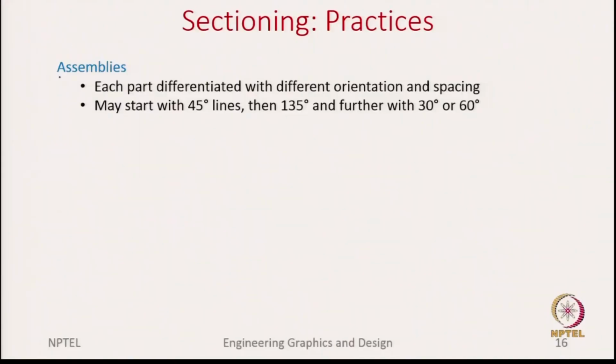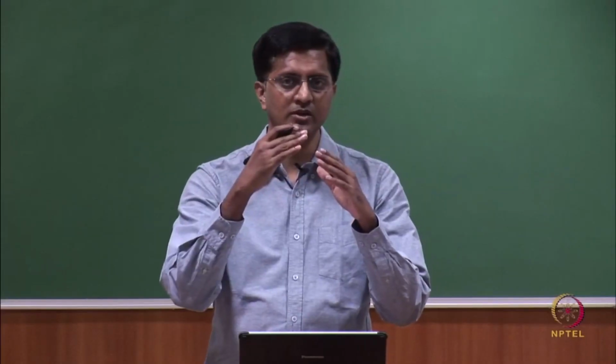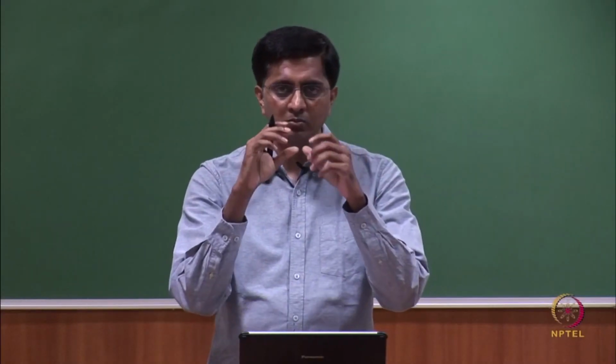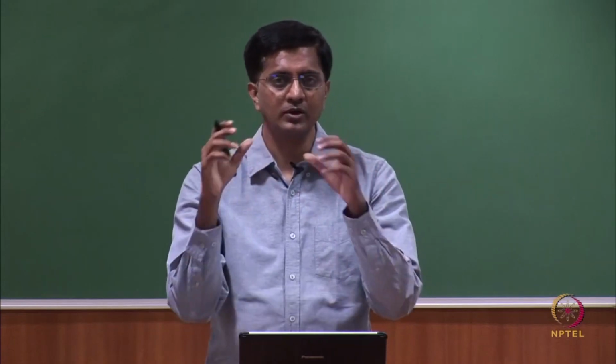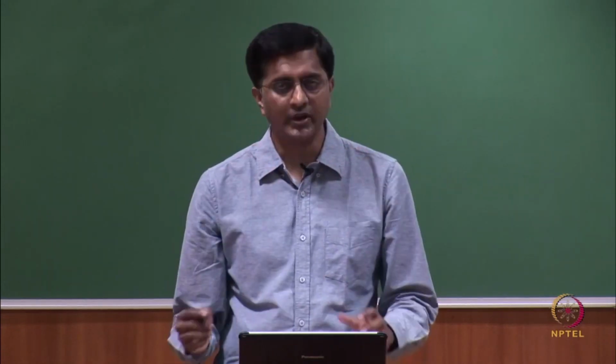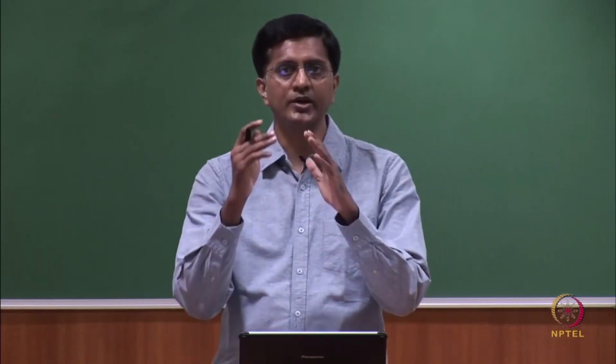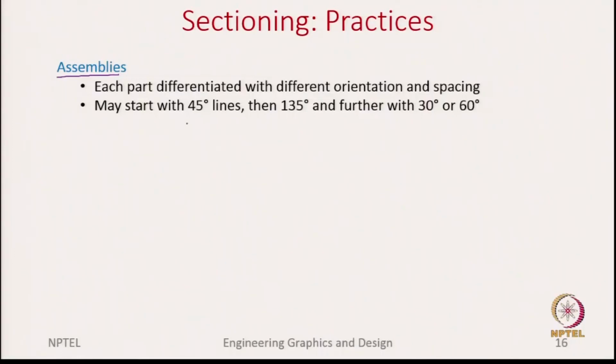Okay. For assemblies, again we have a certain set of rules, because let us say 2 or 3 components are coming together, and then when you section, in the section area you will see multiple components. So, how do you differentiate between component 1 and component 2? You can differentiate by changing the orientation of these lines. So, here are some guidelines saying that maybe you can start with 45 degrees lines, and then for a second component maybe you will use 135 degrees lines, and if there are even more sections then you can use different angles.